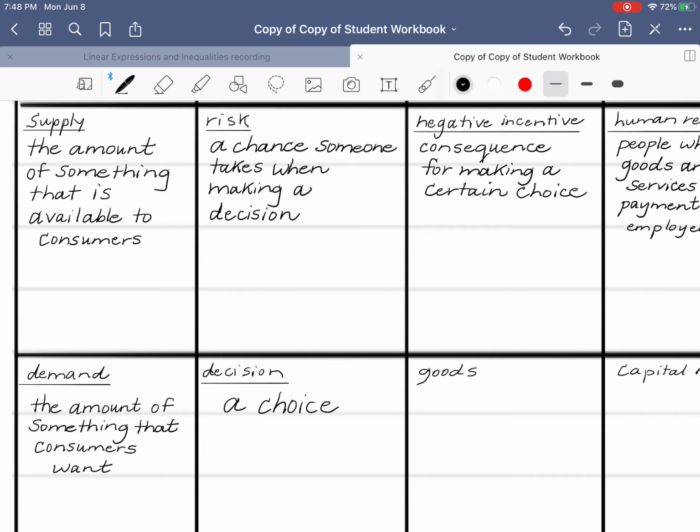You have to decide, like the car example, is it worth it for me to trade in my old car, or would I rather have a cheaper car but have two cars? That's a decision that has to be made.